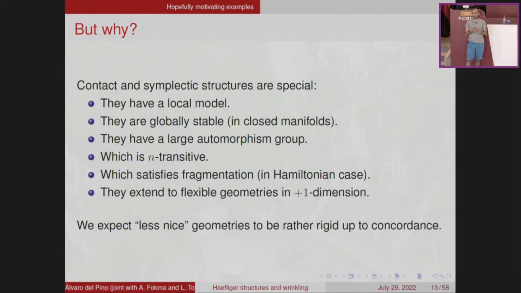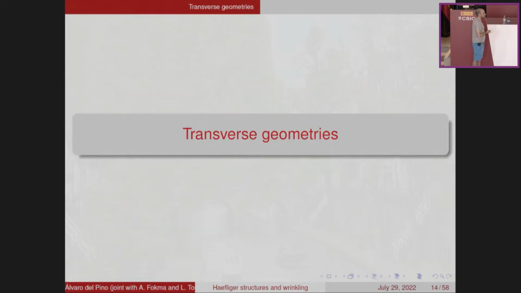Are we happy? Okay. All right, so now I should actually tell you some proper math. I want to tell you what I mean by geometry, because, for instance, Marius was using the word geometry, and it was not exactly what I'm saying, I think. I'm going to talk about what the transverse geometry in a foliation is. I will define what a Haefliger structure is, and so on. So, let's just go through the things.